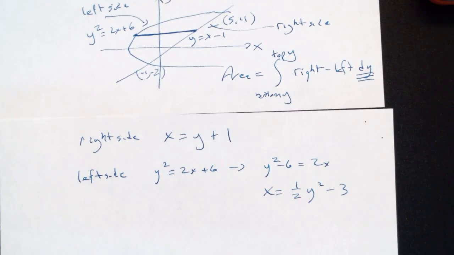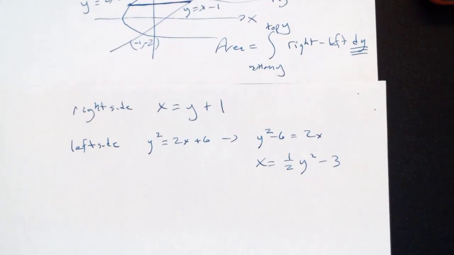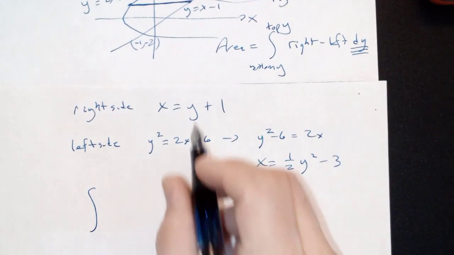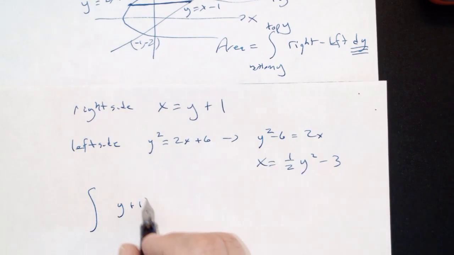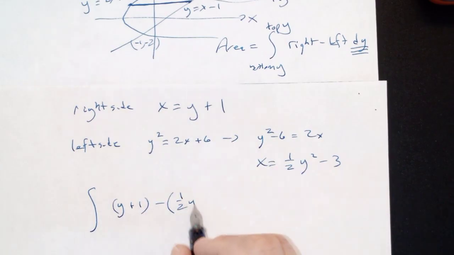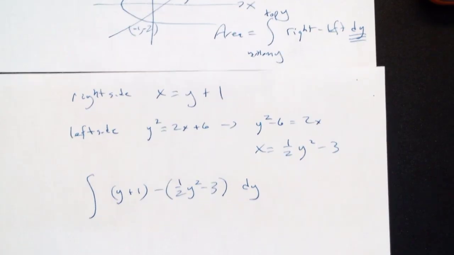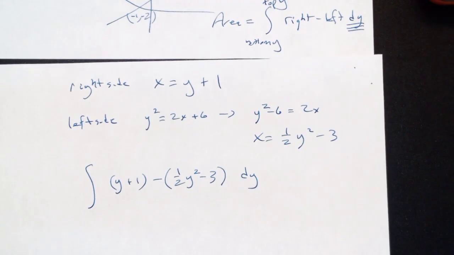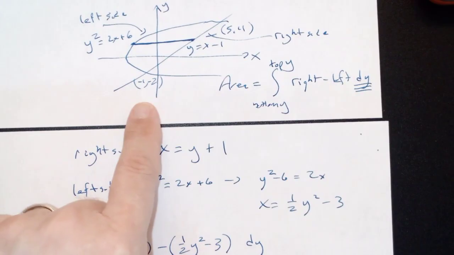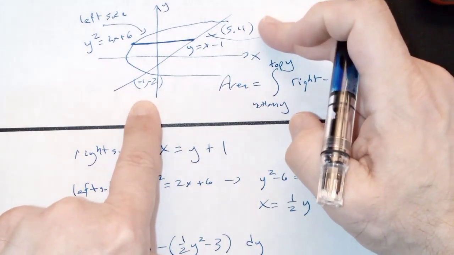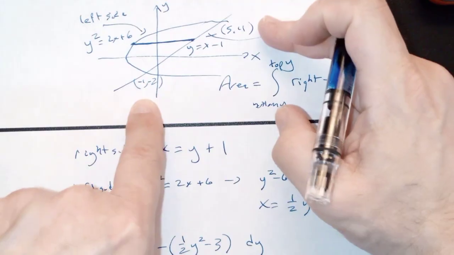And I can think of my area as stacking those little rectangles the other way. Right minus left. There's one more thing I need to know before I can actually do this integral. What's the one other thing I need to know? The bounds. But I know the bounds. Didn't we work out what those points were? I need the y values, not the x values.